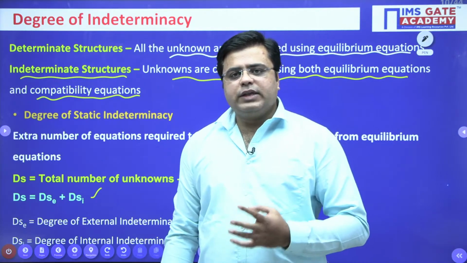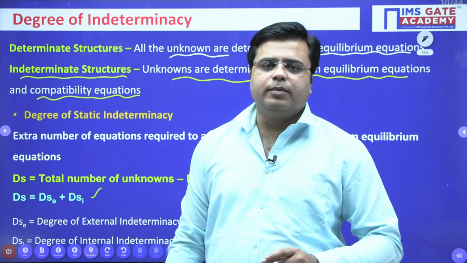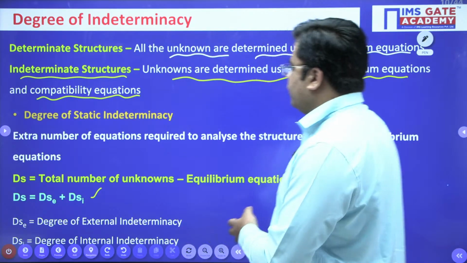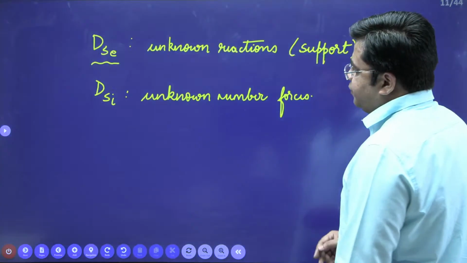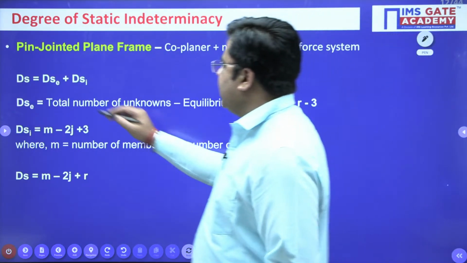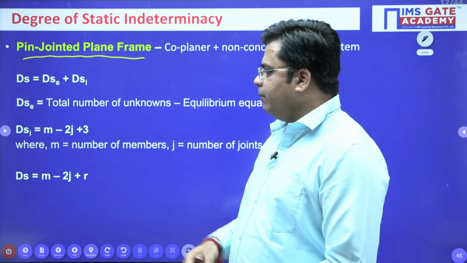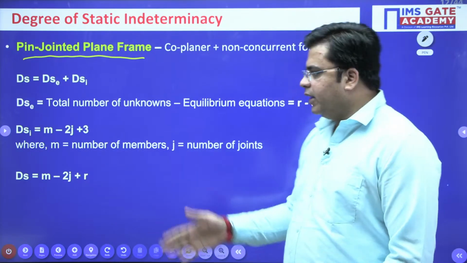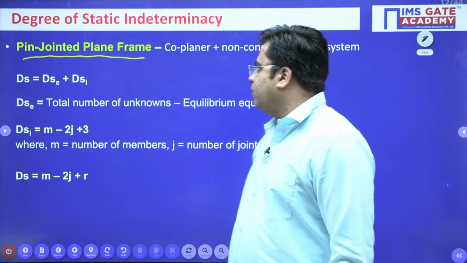Now, we are going to see one by one how to find the degree of static indeterminacy for different types of structures. Okay. So, first we will start with pin jointed plane frame. So, for degree of static indeterminacy for a pin jointed plane frame, you can just imagine a plane in which a pin jointed structure is there, right? In a single plane, pin jointed structure is known as the pin jointed plane frame.